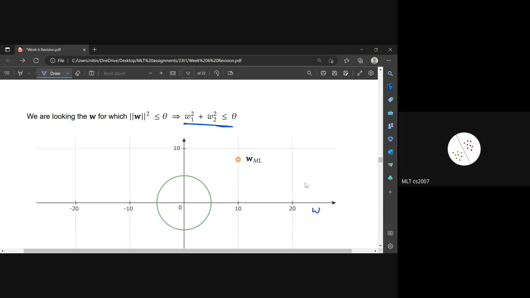So this is your W1, this is your W2. If you draw it, this is going to be your circle, which is centered around 0, 0. You want this to be less than theta. It means that you are looking for theta inside this circle, right? So it's less than or equal to, so it would also include the edge, right? Yeah, include the edge. You are also considering this as well.